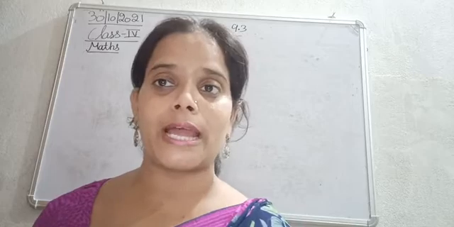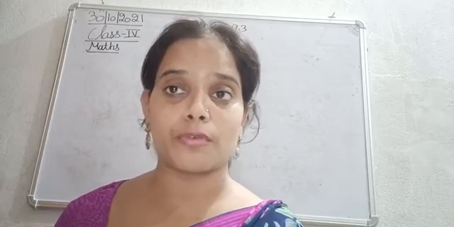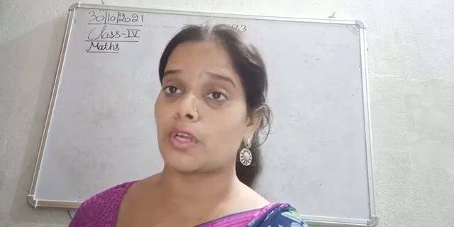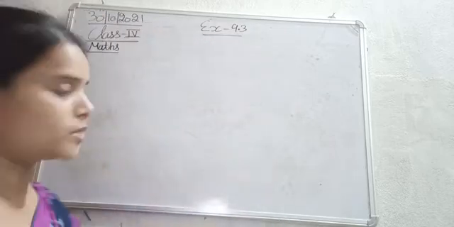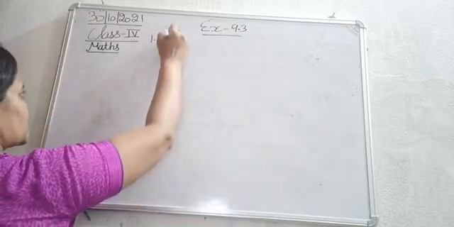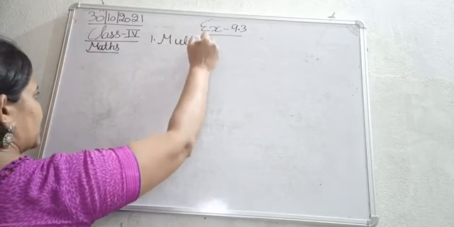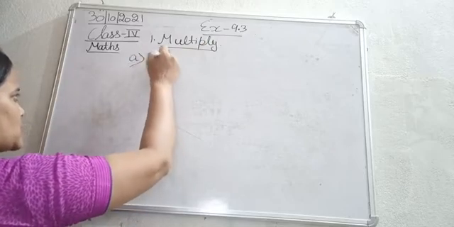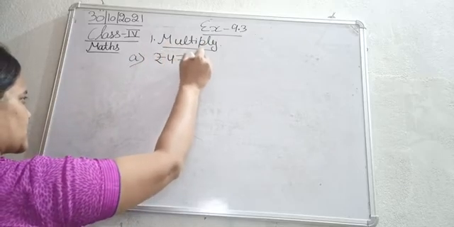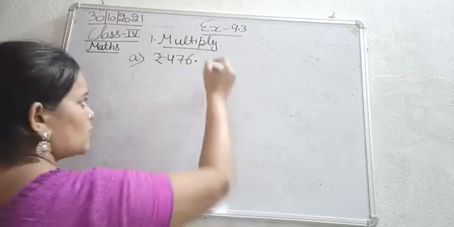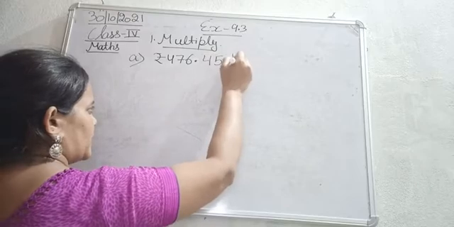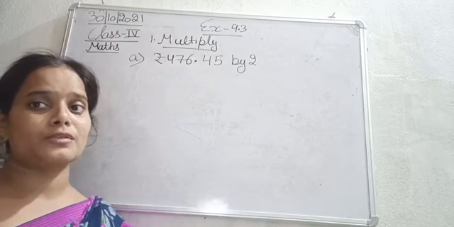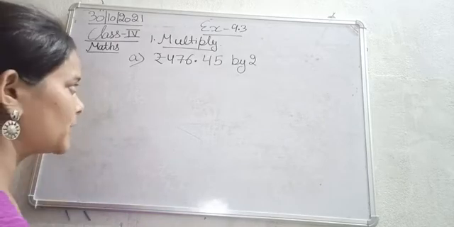तो देखिए ऊपर heading दी हुई है, the heading is multiply. So this is basically divided into 4 parts. The A part is 476 rupees 45 paisa by 2. So question number 1, the A part: multiply rupees 476.45 by 2. So we have to multiply 476 rupees 45 paisa by 2. So let's multiply these.